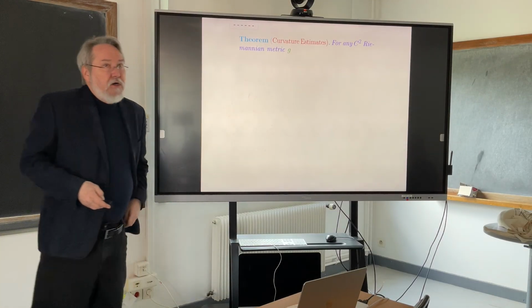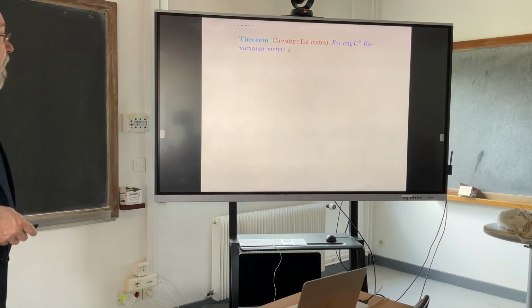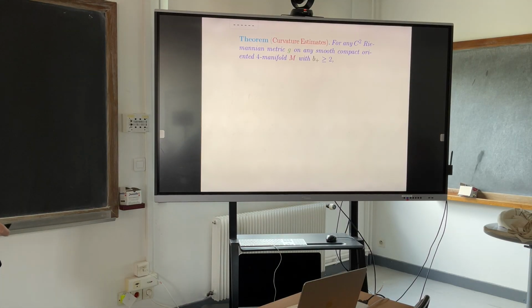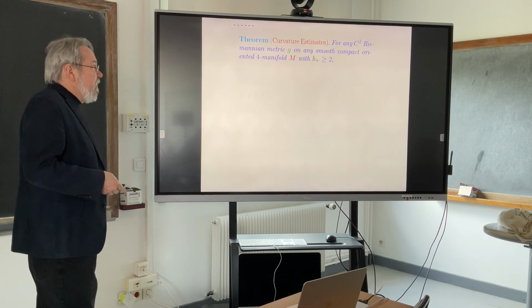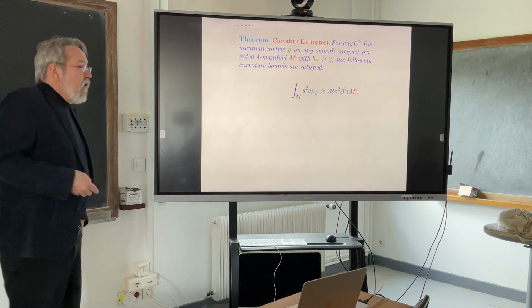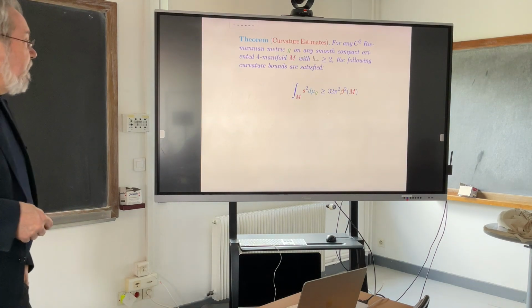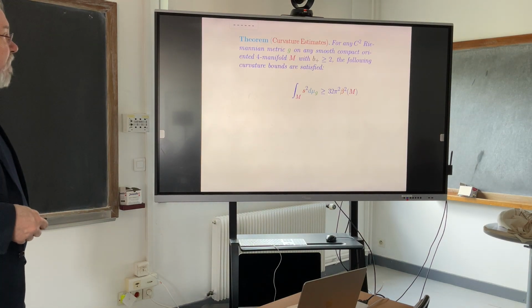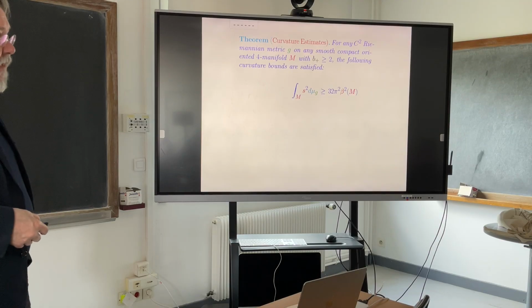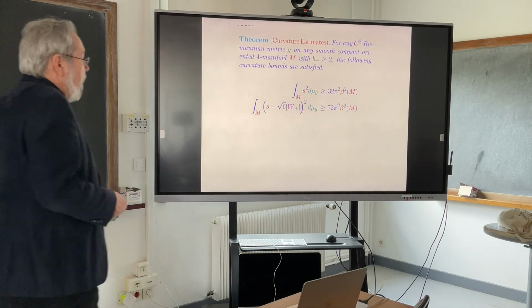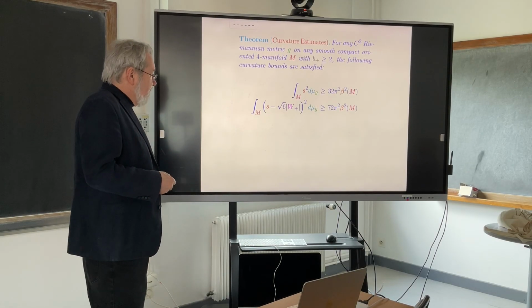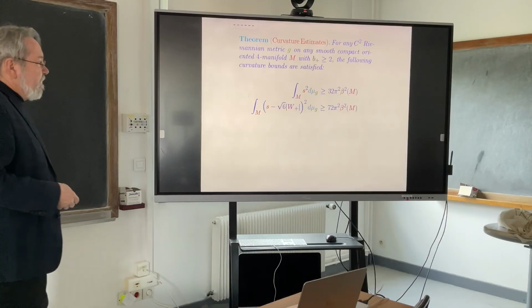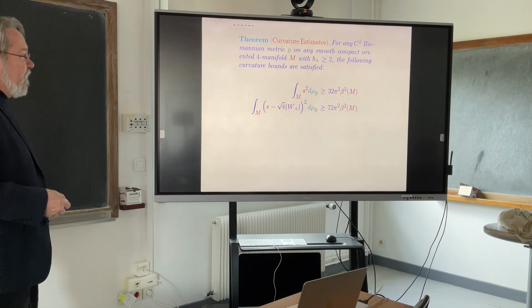All right, so if we go back to our curvature estimates, they can be restated in terms of this invariant in the following way. For any C2 Riemannian metric on a smooth compact oriented four-manifold with b plus greater than or equal to 2, one has the following estimates. The L2 norm squared of the scalar curvature is greater than or equal to 32 pi squared beta squared of the manifold. And if you take instead the L2 norm squared of the scalar curvature minus 6 times the pointwise norm of W plus, then that is greater than or equal to 72 pi squared beta squared, a larger coefficient.